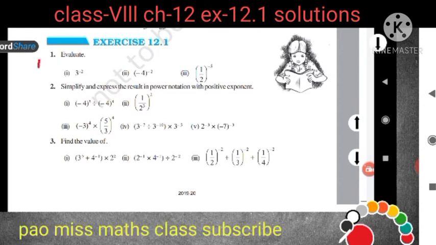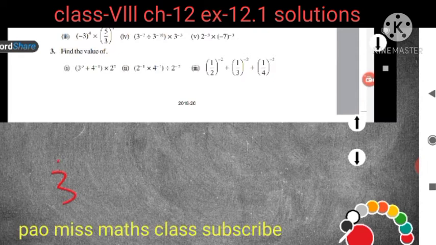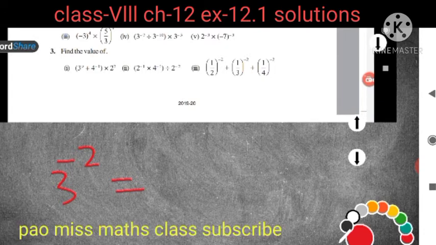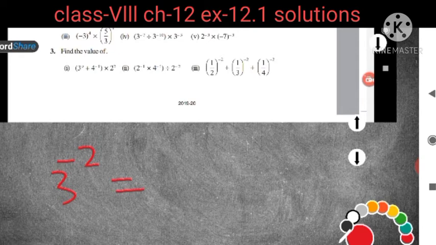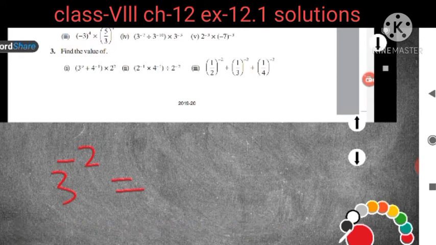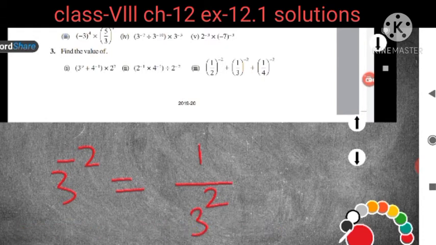So the first one is given, what? Evaluate 3 to the power minus 2. So 3 to the power minus 2 is there, isn't it? If you want to write this negative power, wherever you can see the exponent is negative, we have to convert it to positive. So whenever you convert it to positive, this will become 1 upon 3 to the power 2.